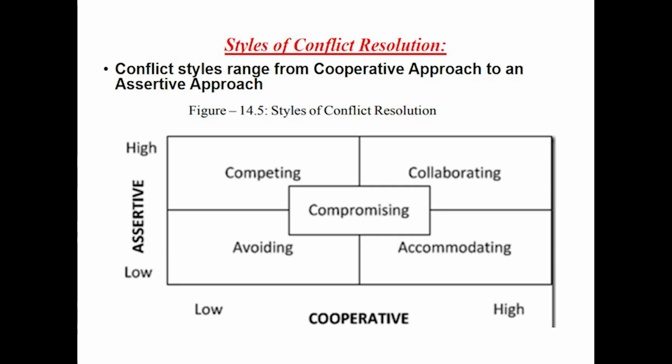In any situation, we can do conflict resolution also. There are some methods, like conflict styles ranging from a cooperative approach to an assertive approach. There are several types in this: competing, collaborating, avoiding and accommodating conflict resolution techniques. Some people compete and try to resolve, some people collaborate and resolve, some avoid the conflict and resolve, some accommodate others and resolve. Ultimately, compromising is also there. So, these are some of the styles of conflict resolution.